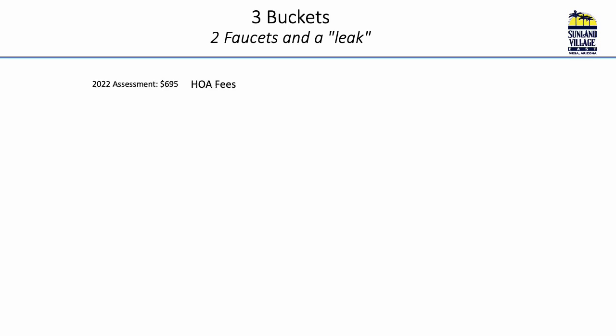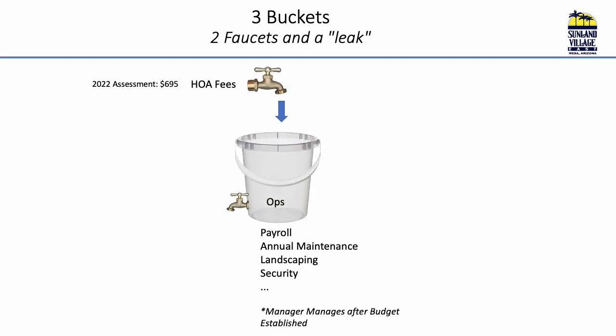Let's start with everyone's favorite topic, HOA assessment fees, our first faucet or stream. Currently, the assessment is $695 for every house and condo in the village. This faucet goes into a single bucket, the operations bucket. Operation funds are yearly expenses, things like payroll, annual maintenance, security, etc. All those things that we need to pay every year.